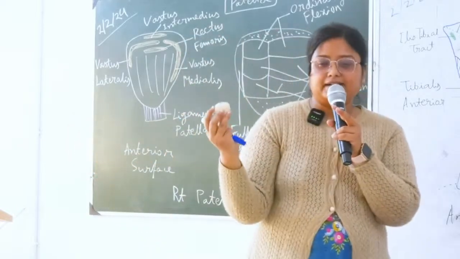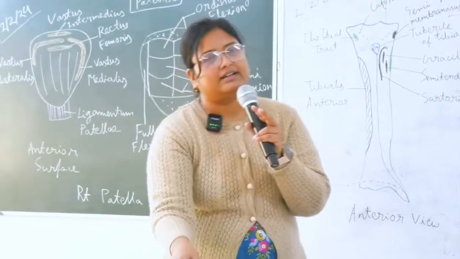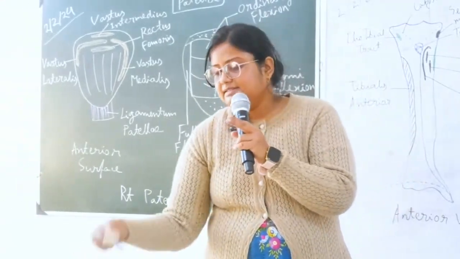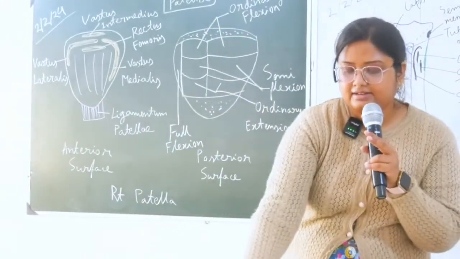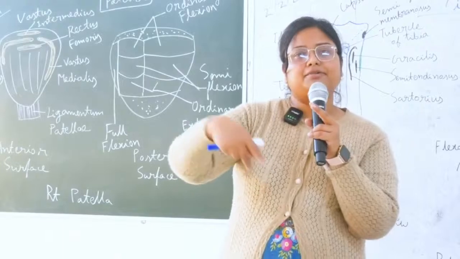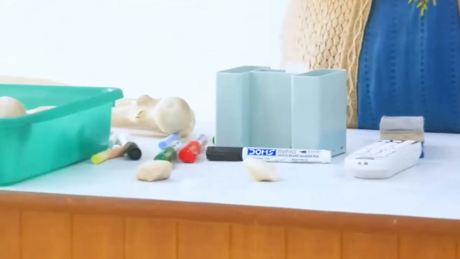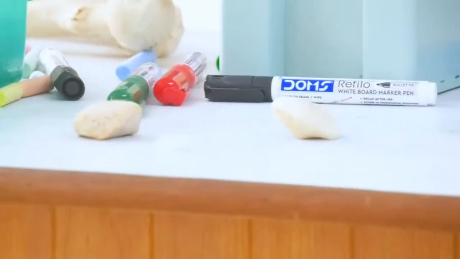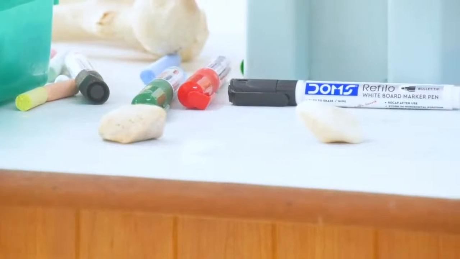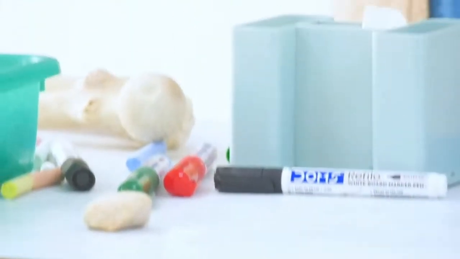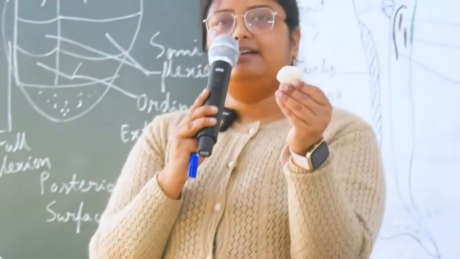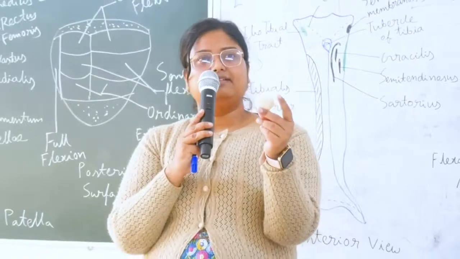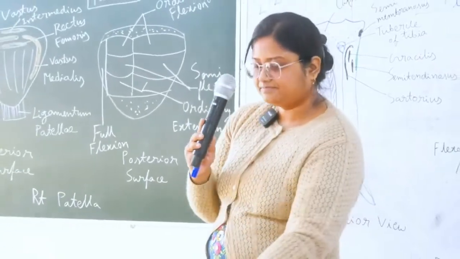So this is the right patella, it is tilting to the right side, and this is the left patella. You can see here, if you place the apex away from you on a flat surface, the patella will tilt to its own side. So this is the left patella. So you have to hold it with your left hand like this. This is the left patella. Okay, understood?